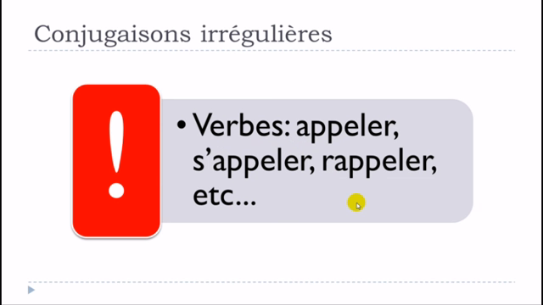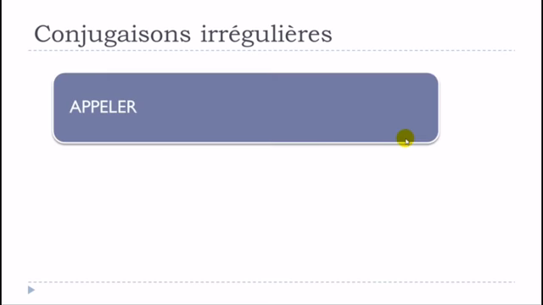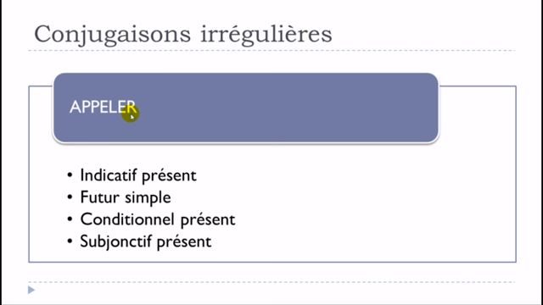All these verbs, okay, so ending with e, l, e, r, but then the verbs that will be part of the appeler family verbs, okay? So we'll see that I took this example, so appeler, okay? And then we'll see that the following tenses will be concerned by these changes. So we're talking about indicatif présent, futur simple, conditionnel présent, and then subjonctif présent.